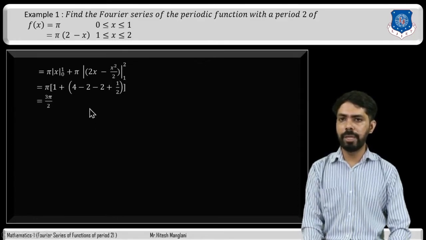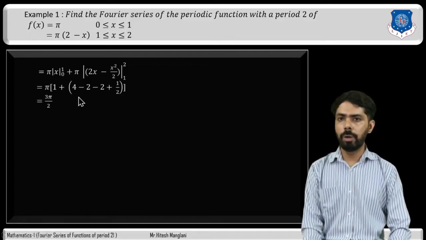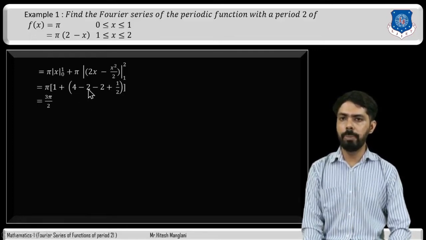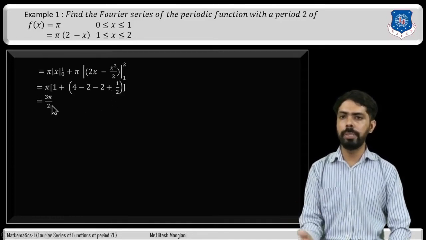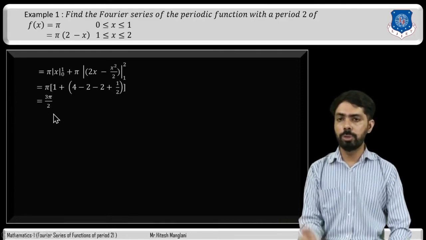If we simplify this result, it will be 3 pi divided by 2, because here 4 minus 4 cancels out, and 1 plus 1/2 is 3/2. So 3/2 into pi is 3 pi divided by 2. So this is the answer for a0.